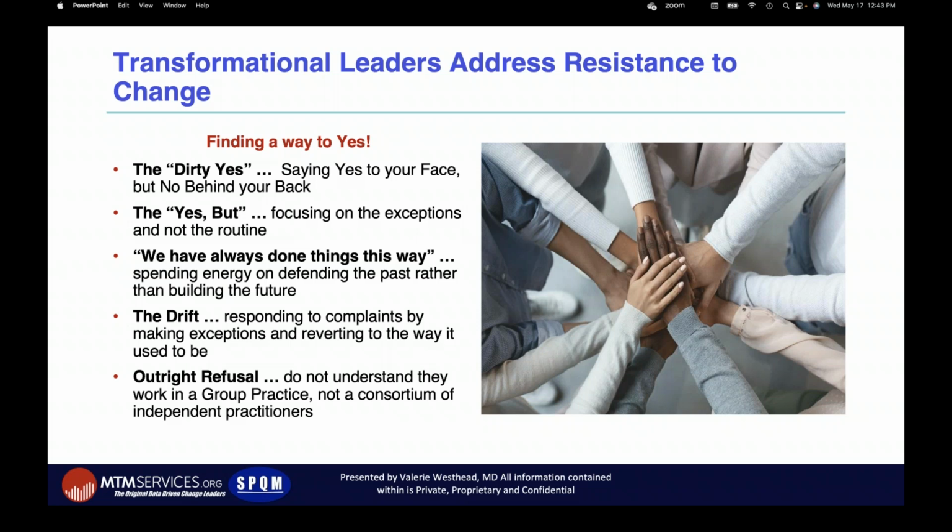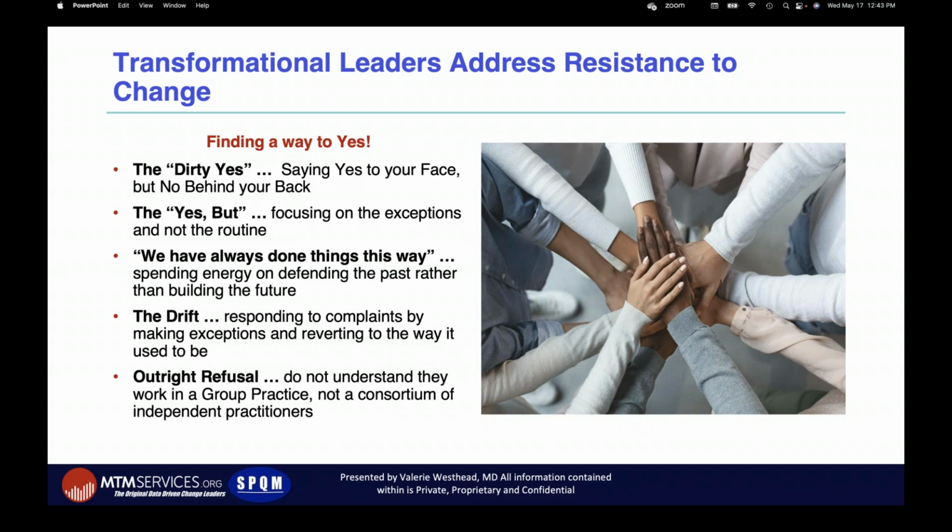Staff, out of a desire to not be constantly bombarded with complaints, will start to make exceptions and revert to the way things used to be. And the next thing you know, it's completely unraveled. So those are the things we need to watch out for, that we need to encourage our staff past.